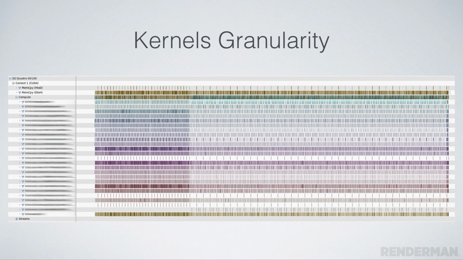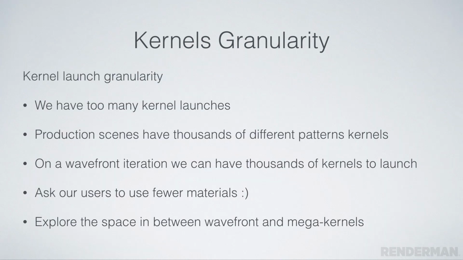Well, here's a small snapshot of an old profile of XPU running a production scene. Not quite production scene, actually. Cut down production scene. And so you can see that we have way too many kernel launches, and this is a problem not only for the fixed kernel launch overhead, but also with the memory bandwidth that we have. This problem is only going to get worse.